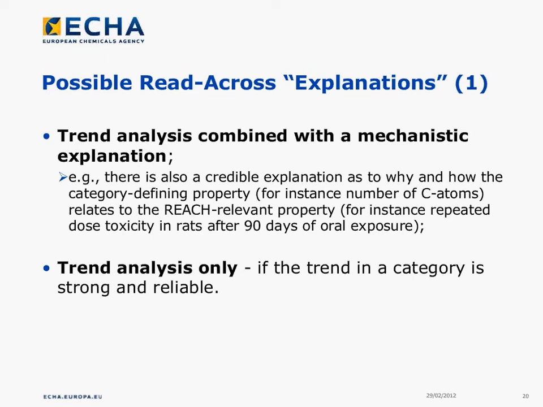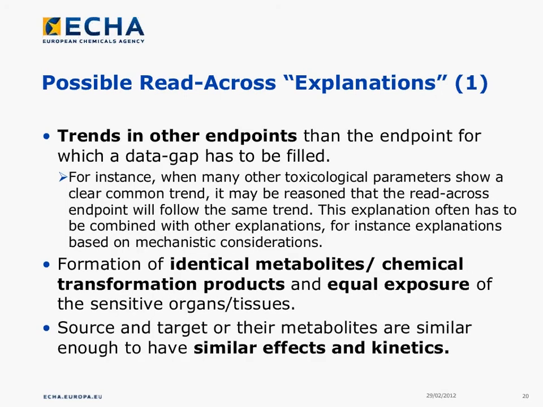Well, there are several scenarios, several possibilities to read across. There are several explanations or hypotheses possible. I will not go into detail, but you can think of trend analysis in a category combined with a mechanistic explanation. Another possibility, which hardly ever occurs, is that in some cases the trend is so clear that it's self-evident that you can do read across. There can be trends in other endpoints than the endpoint for which the data gap has to be filled. For instance, when many other toxicological parameters show a clear common trend, it may be reasoned that the read-across endpoint will follow the same trend. This explanation often has to be combined with other explanations, for instance, explanations based on mechanistic considerations.